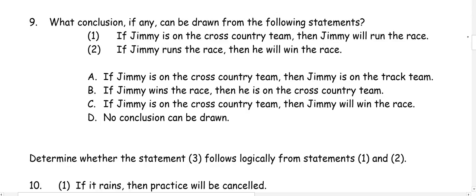Number 9, what conclusion, if any, can be drawn from the following statement? If Jimmy is on the cross-country team, then Jimmy will run the race. If Jimmy runs the race, then he will win the race. So "Jimmy will run the race" is repeated twice, so we can take that out and then form our new conclusion, which is if Jimmy's on the cross-country team, then Jimmy will win the race.